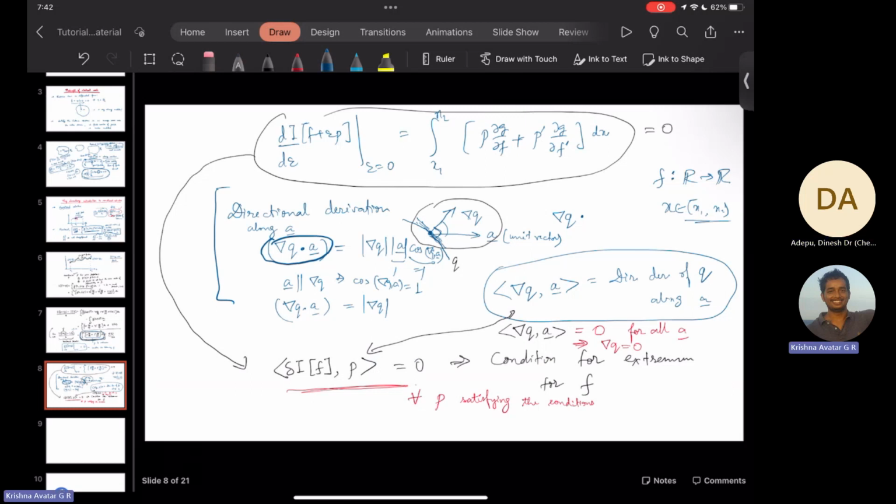I think this must have reduced the confusion. It should not be grad q. No, q is clear, actually. You're right. You're actually pretty right.